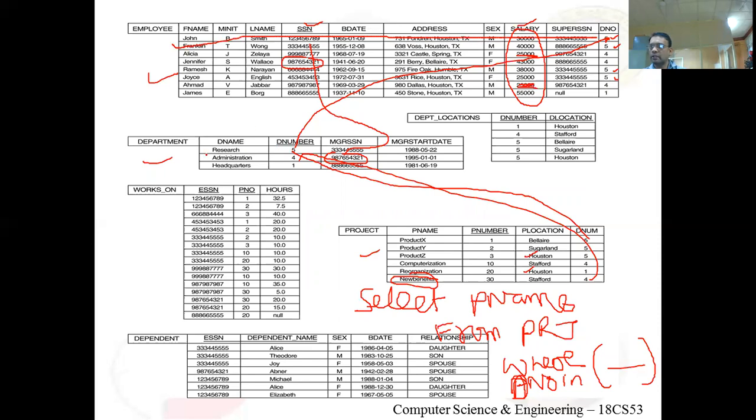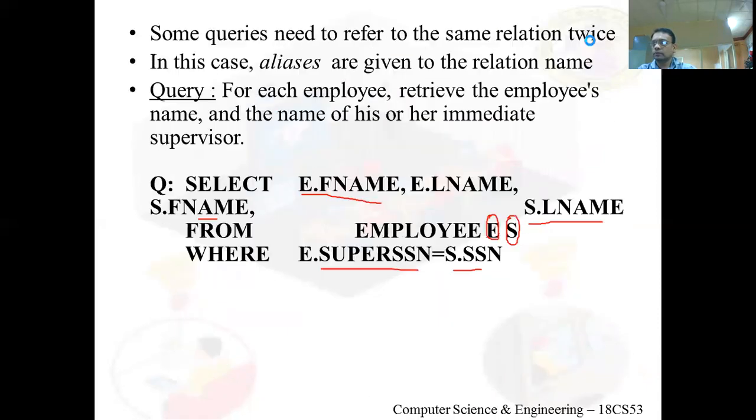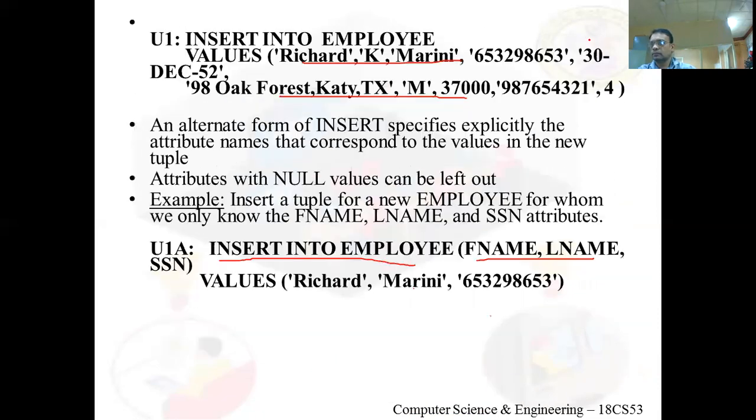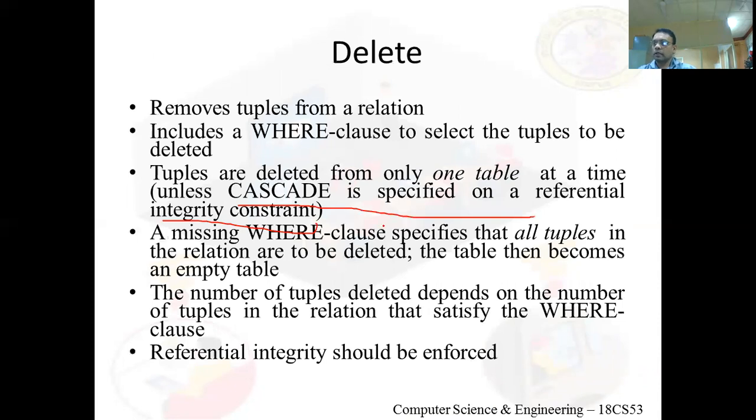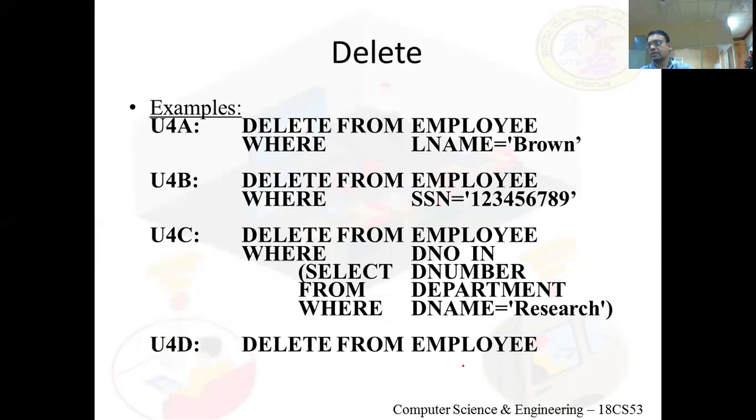So now if I delete this particular record, research, this one needs to be updated to null, this record needs to be updated to null, this one needs to be updated to null, or else the entire record needs to be deleted. So the records that correspond to department number 5 need to be deleted. The number of tuples deleted depends on the number of tuples in the relation that satisfy the where clause. How many tuples will be deleted depends on the where condition. Referential integrity should be enforced, that we have discussed. These are some of the examples.